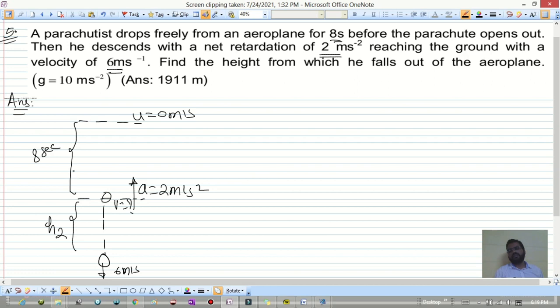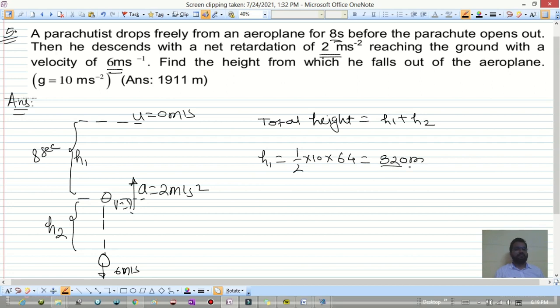So this is h2 and this is h1, and we have to find the total height. So here the total height is h1 plus h2. Firstly, find h1. For h1, we have u is 0, then half into 10 into t squared, that is 64. If you just solve this, you will get 320 meter. So after 320 meters, he opens his parachute, and after that he has the retardation. So what is the speed at that point?